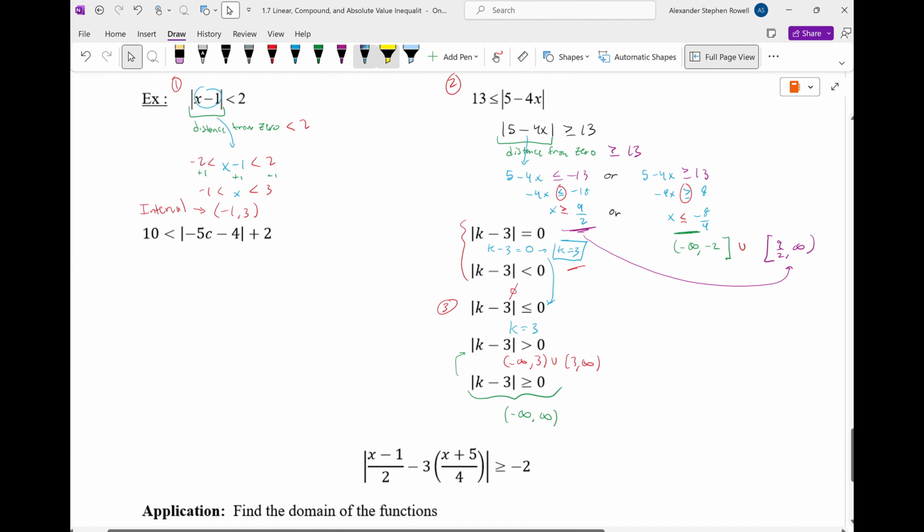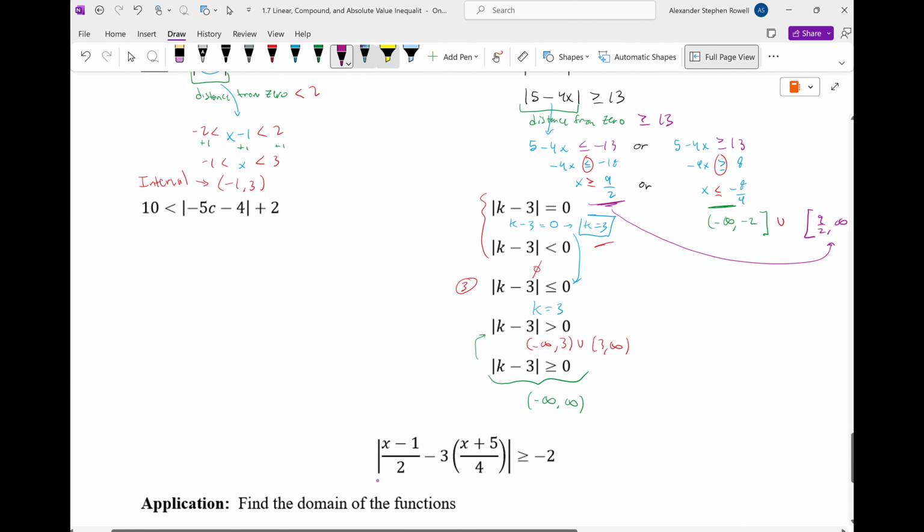All right. We have another type of problem. It's just really using logic once again. So absolute value of whatever is always greater than or equal to a negative number, no matter what. Just like it's always greater than or equal to 0. So this solution set also is all real numbers.